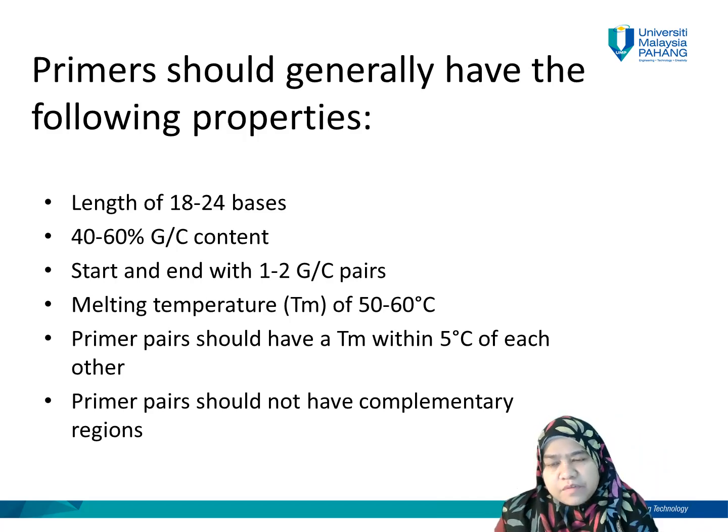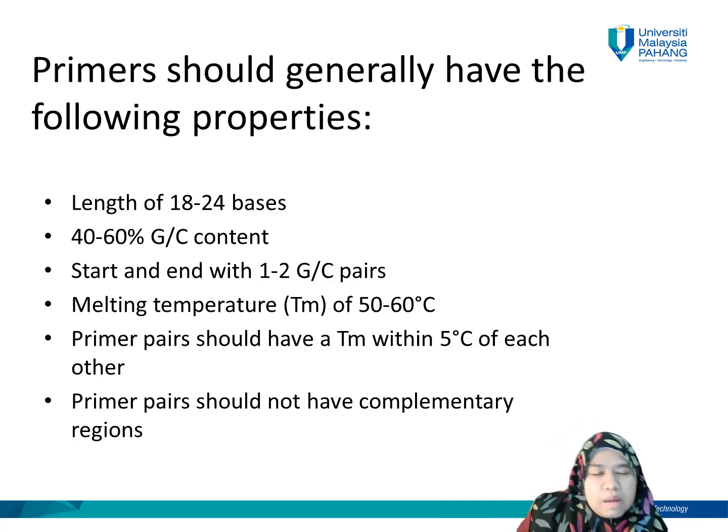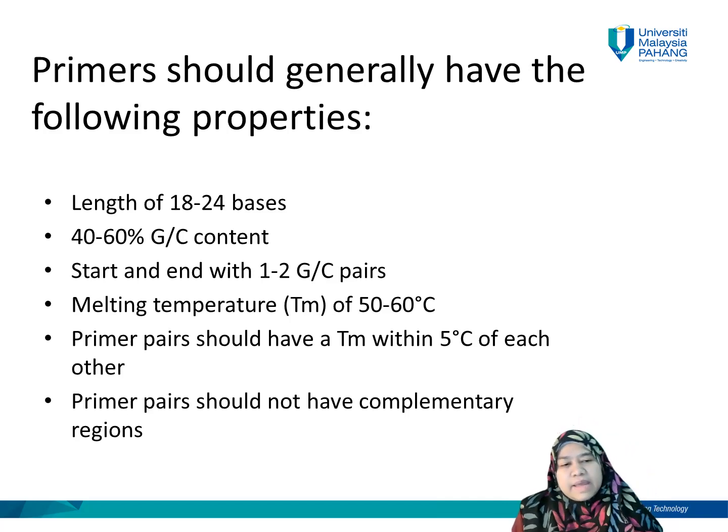Primer pairs should not have complementary regions. That means if both primers, forward and reverse, have many complementary regions in the sequence, they may bind to each other instead of binding to the template. So this can hinder the efficiency of binding to the DNA template, and should be avoided. We don't want to have primer dimers because you will not have a good yield of PCR product after the PCR reaction finishes.